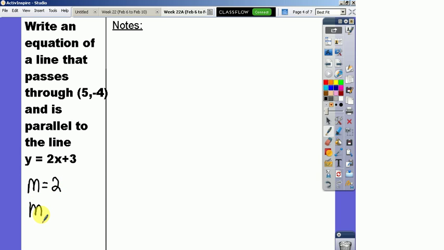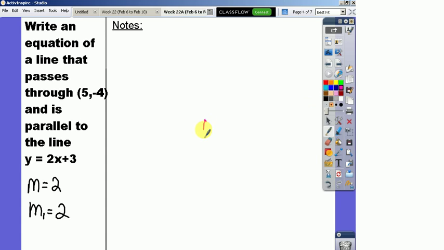So I'm going to say m sub 1 equals 2, that being the slope for the new equation. So I have to come up with that new equation. Here's how I do it. Just like last time, and this was the hard stuff that most people didn't know how to do, so I'm going to go over it again. You want it to pass through the point 5, negative 4.